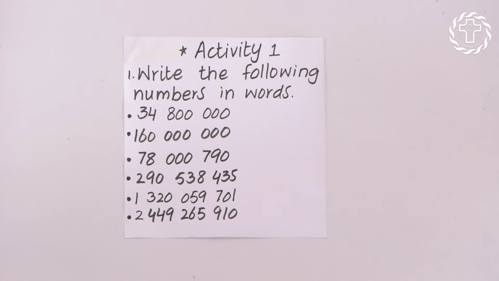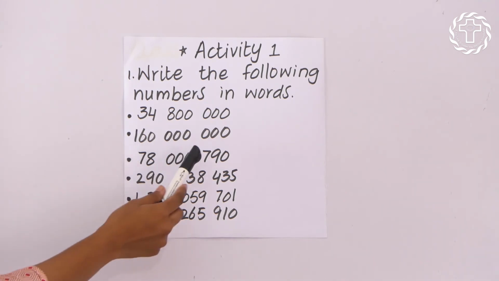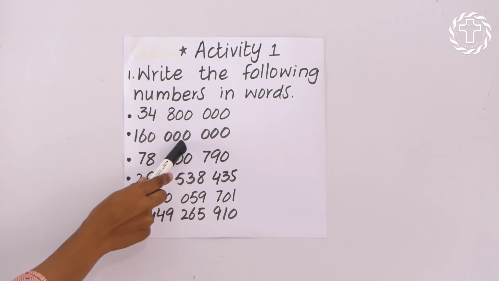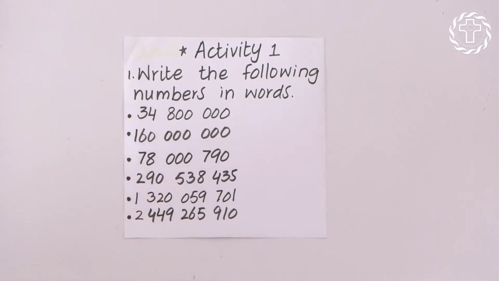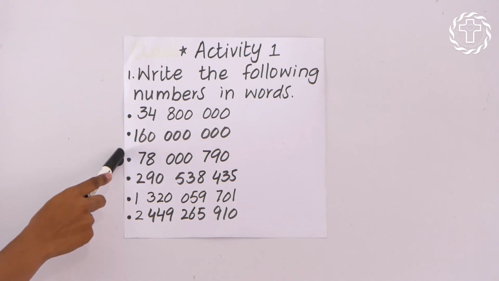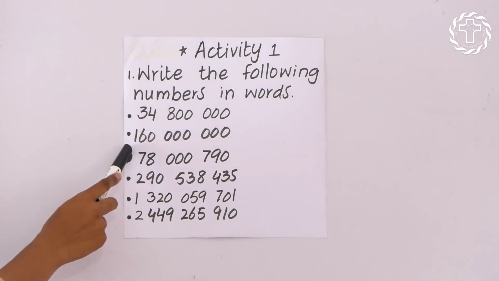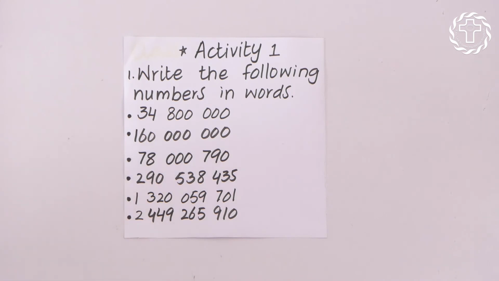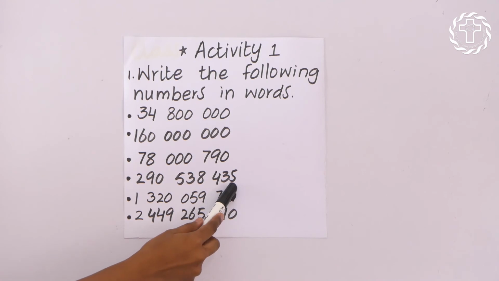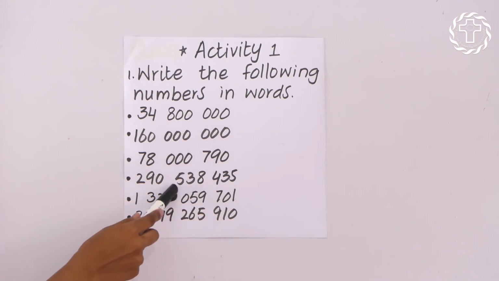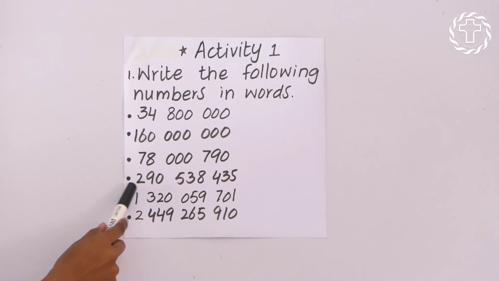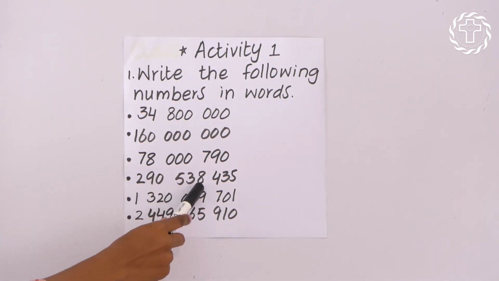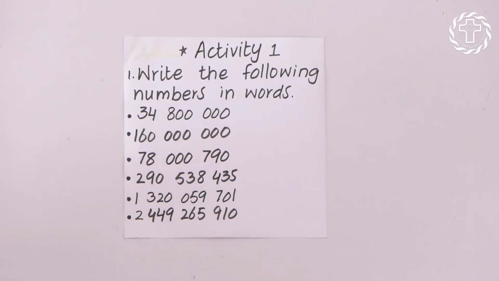34,800,000. The second number has 1, 2, 3, 4, 5, 6, 7, 8, 9 digits. So we can say its value is 100 million. It is 160 million. The fourth number has 1, 2, 3, 4, 5, 6, 7, 8, 9. It has 9 digits. So its value is 100 million. We can say it is 290,538,435.